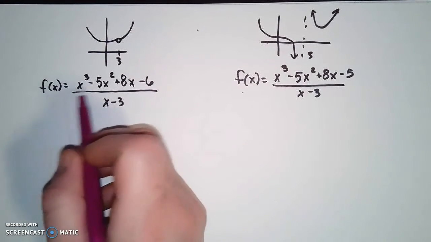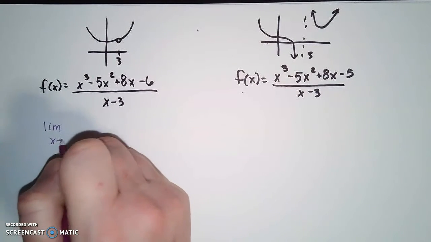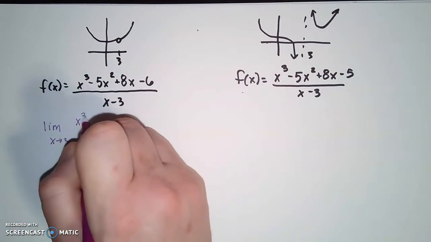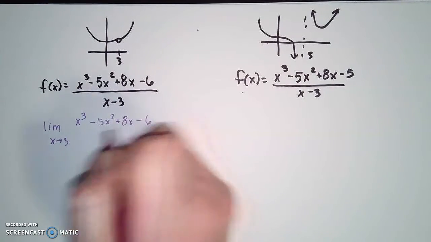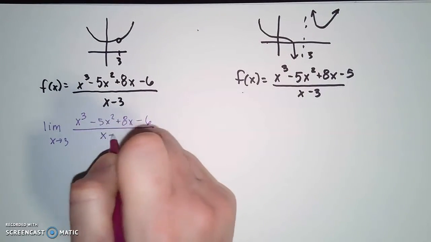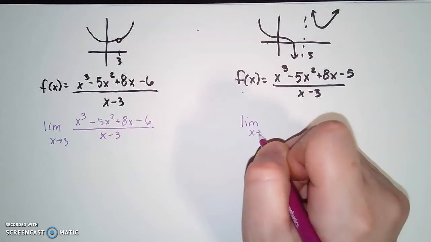Instead of saying f of x is equal to, we're going to find the limit as x approaches 3 of x cubed minus 5x squared plus 8x minus 6 over x minus 3. And we're going to do the same thing on this side. We're going to see if we're going to get any difference between the two.